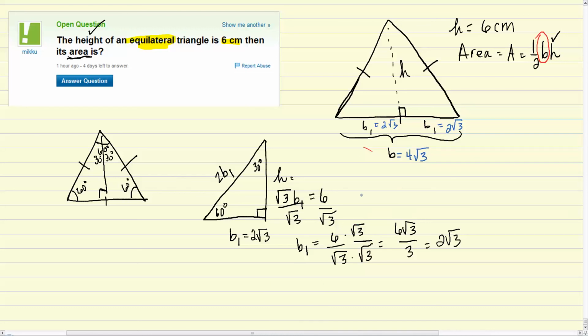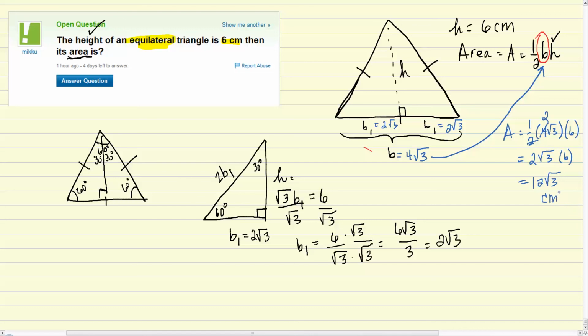What does that mean in terms of our initial question? Remember, we're looking for the area of this triangle, and we need to find the base. We've now got it. A equals 1/2 times 4 square root of 3 times 6. Just go ahead and cancel this one. 2 square root of 3 times 6, or 12 square root of 3.